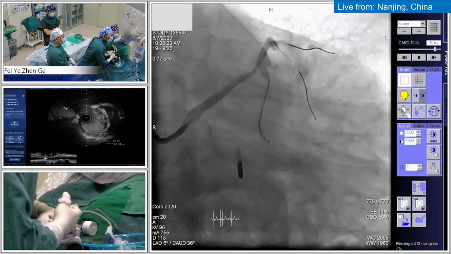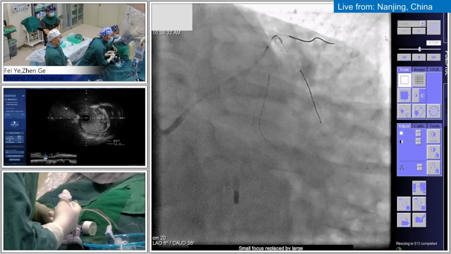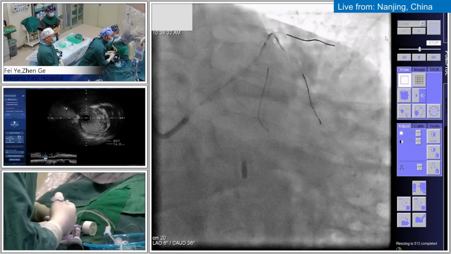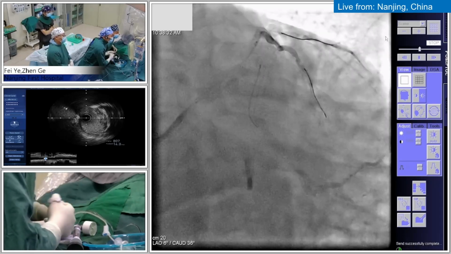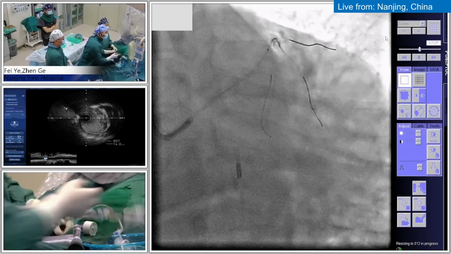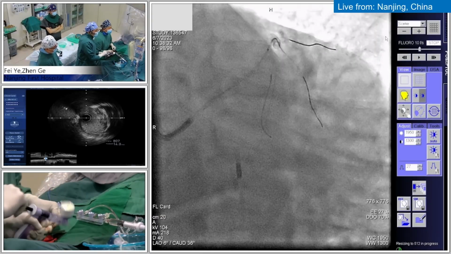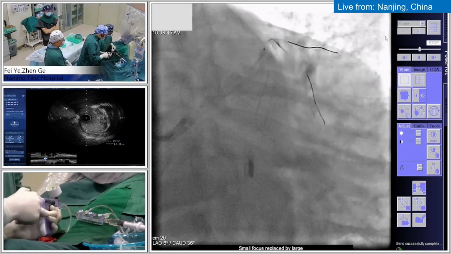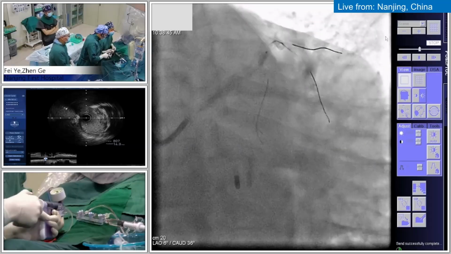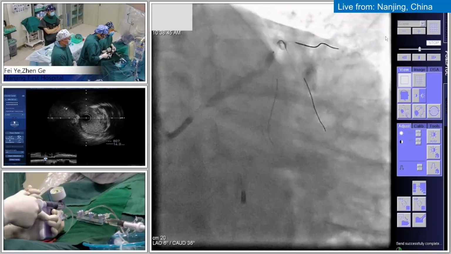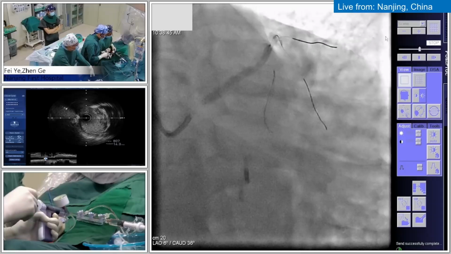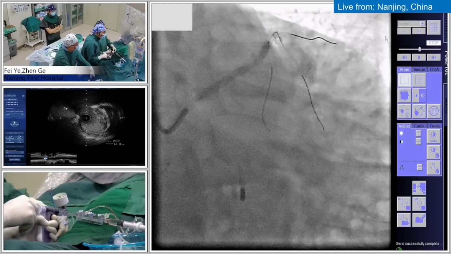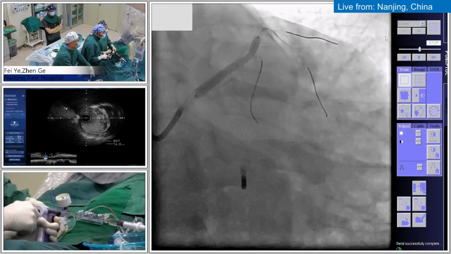Pull back a little bit. Yeah, I think so. That's okay. Here. This is 3.5 by 38. Good. Okay.